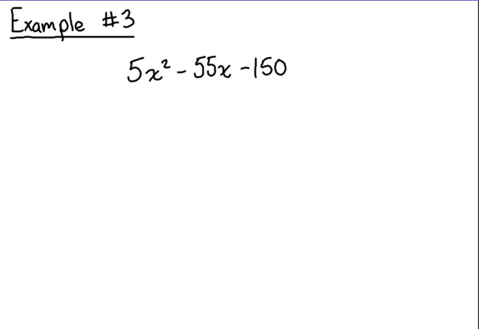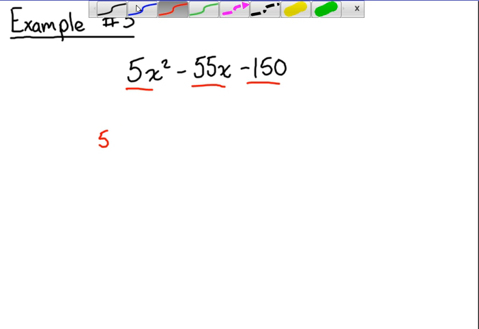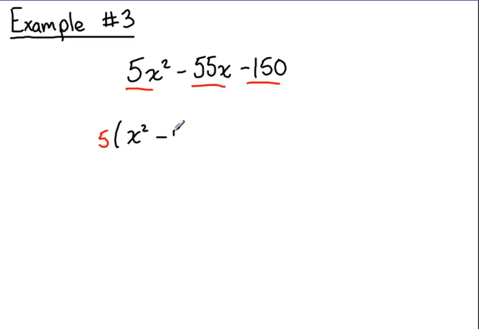Example 3, we'll start the exact same way as the previous two. Look for that greatest common factor. Here it's going to be 5. We take the 5 out, and we're going to be left with x squared minus 11x minus 30. Not one of our special patterns. A times c is negative 30. Our b, our coefficient of the middle term, is negative 11.